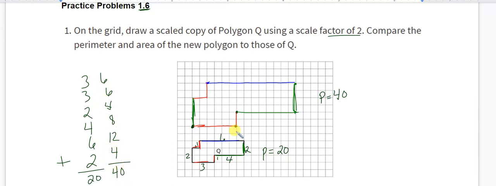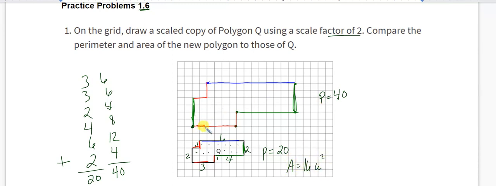But area is a different animal. We talked about that in class on Wednesday. And area doesn't work the same way. In fact, area is how many boxes are inside. So let's just count. 1, 2, 3, 4, 5, 6, 7, 8, 9, 10, 11, 12, 13, 14, 15, 16. The area of the smaller one is 16 square units.